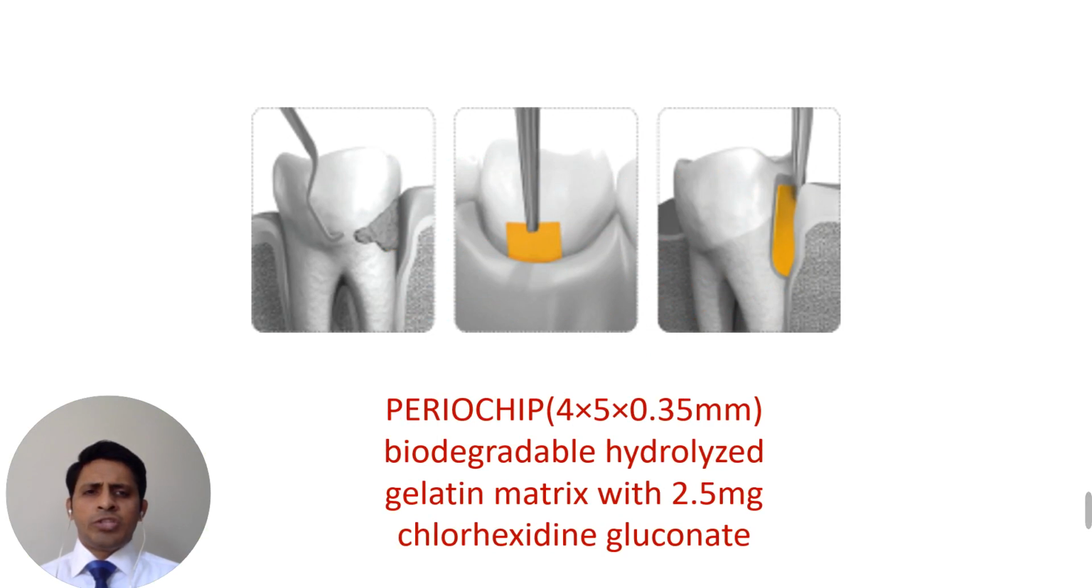This is the Periochip. It is placed after non-surgical therapy or scaling and root planing. This Periochip is placed localized in the periodontal pocket. It is 4 by 5 millimeter and 0.35 millimeter in thickness. The collagen base is made up of a biodegradable hydrolyzed gelatin matrix with 2.5 milligram chlorhexidine gluconate.